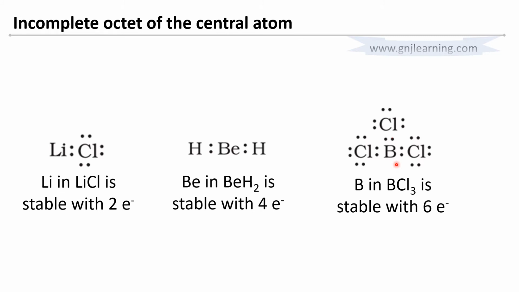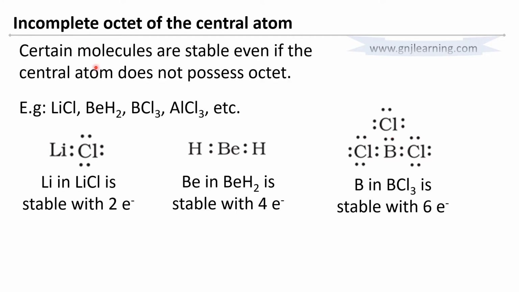So there are molecules which show stability even if their atoms do not have a complete octet, which is called incomplete octet. That's the explanation here. Certain molecules are stable even if the central atom does not possess an octet. All these molecules are examples, along with aluminium chloride. Still there are more compounds, fluorides and so on, of these atoms.